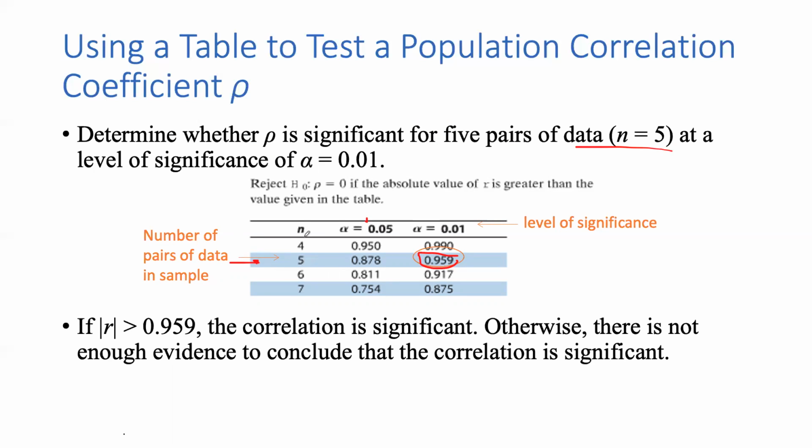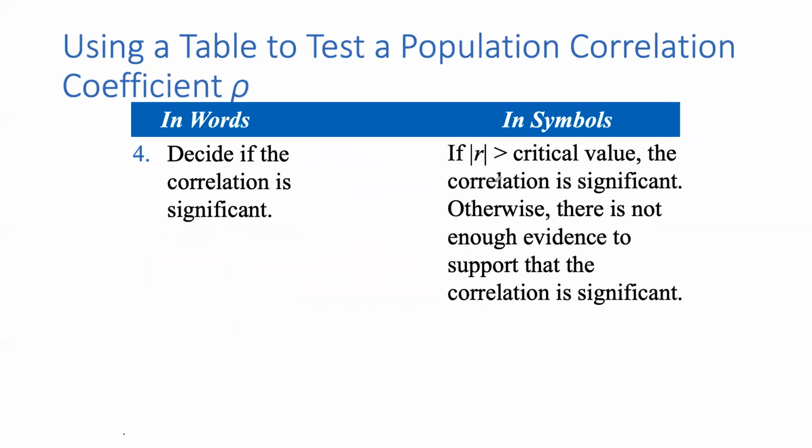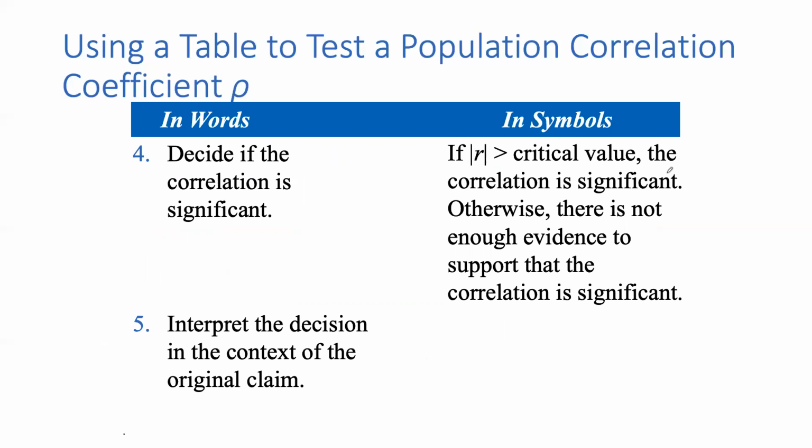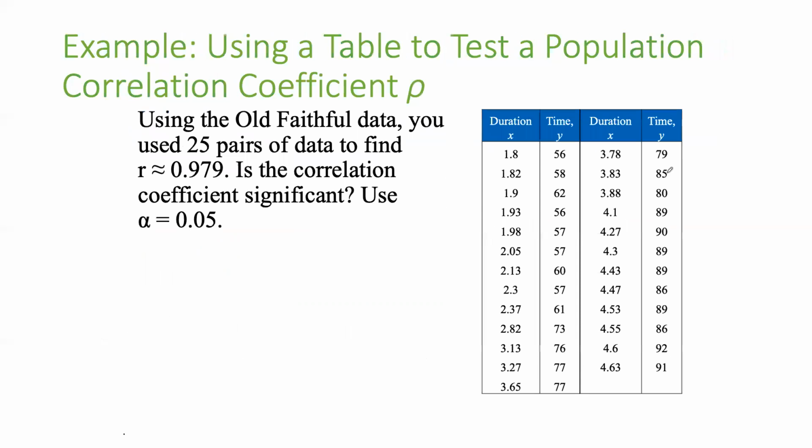So the right row is given by n. Here, if n is 5, then we need to look in this row. And the right column is given by alpha, the level of significance. So if I'm doing a 1% test, then the critical value here is 0.959 for this situation. So if the calculated correlation coefficient is greater than the critical value, then the correlation is significant. Otherwise, there's not enough evidence to support that the correlation is significant. Okay, and then you can interpret that decision.